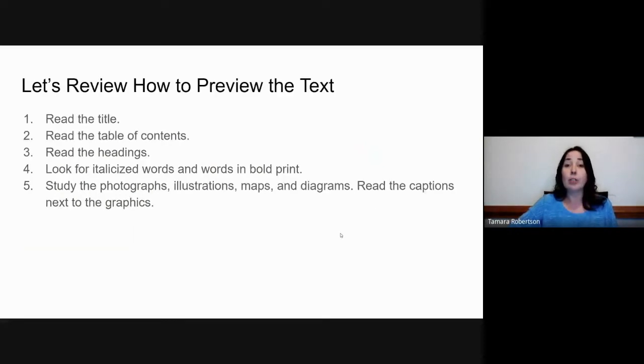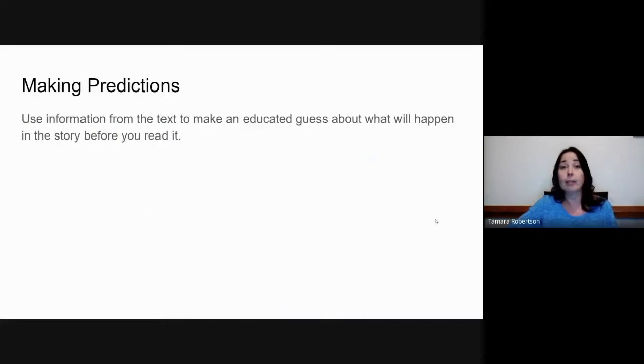So let's review how to preview the text so that we can get started. First, you read the title, and then the table of contents. You read the headings. You look for those italicized or bold words. We look at the graphics, the photographs, the illustrations, the maps, the diagrams, and we read the captions that are next to each one of those graphics.